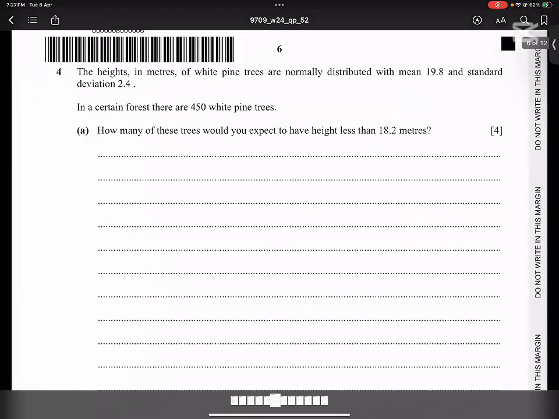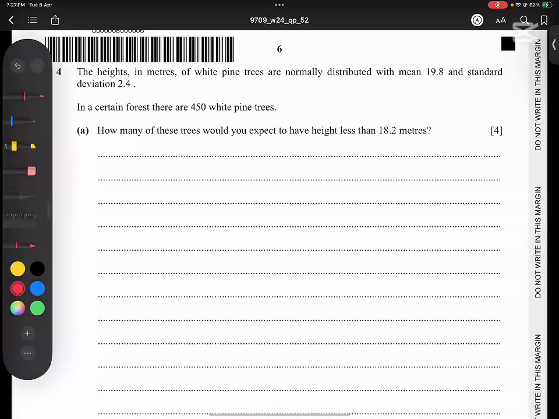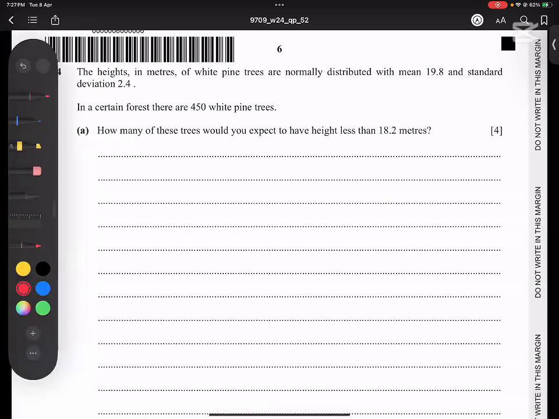Question number 4 we have now. The heights in meters of white pine trees are normally distributed, sorry. The mean given is 19.8 and the deviation is 2.4. So I'm writing here mean is 19.8 and deviation is 2.4. And in a certain forest, there are 450 white pine trees. So it's called N.